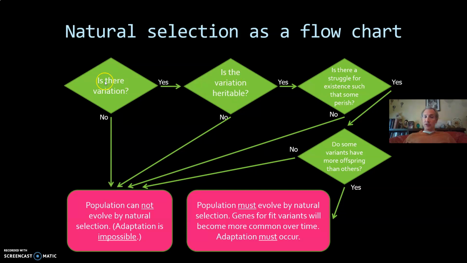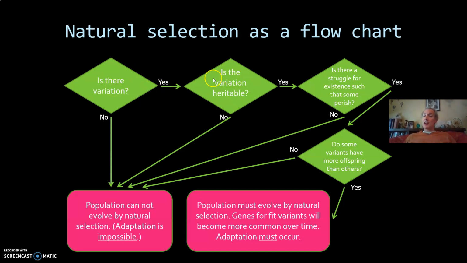Well, we do these four tests. Is there variation in the population? If there's no variation, every organism is exactly the same, genetically identical, they're clones of one another, natural selection doesn't work in this situation. It cannot work in this situation. There has to be genetic variation. But if there is variation, we have to go to the next test.